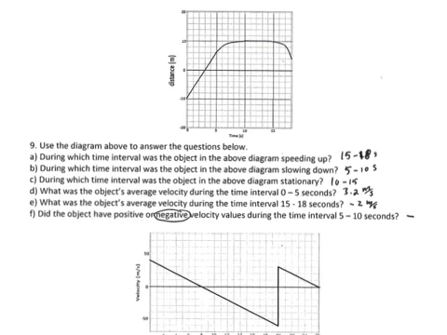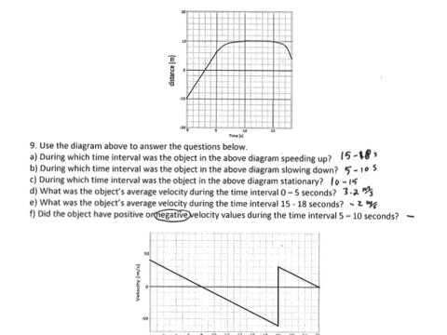For D, what was its average velocity during the first 5 seconds? Well, I'm basically going to take the change in distance. So I'm going from negative 10 to positive 6. So that's 16. 16 divided by 5 gives me 3.2 meters per second in the positive direction.